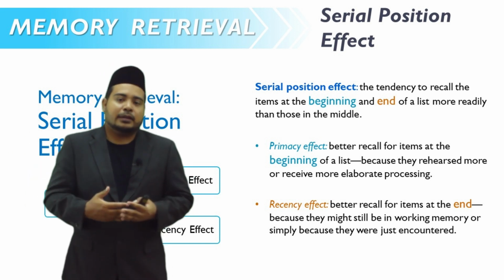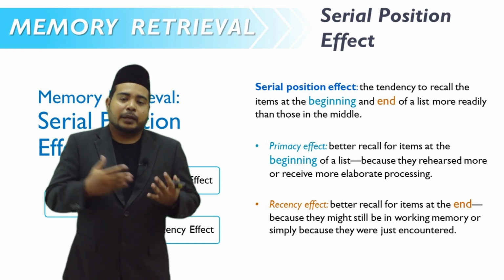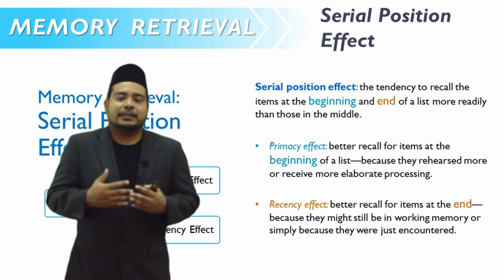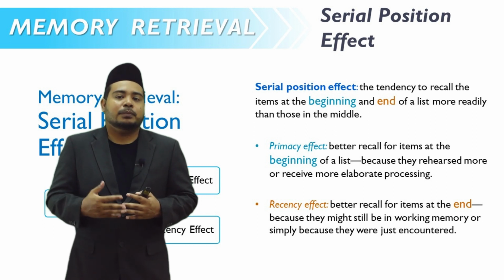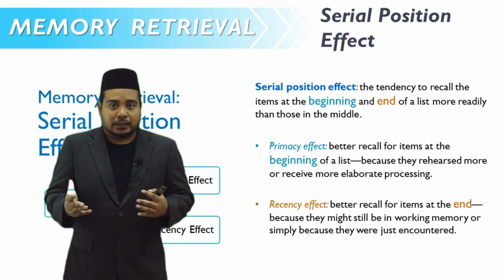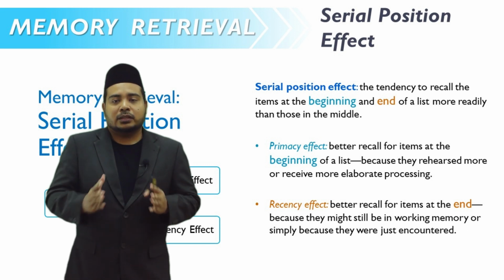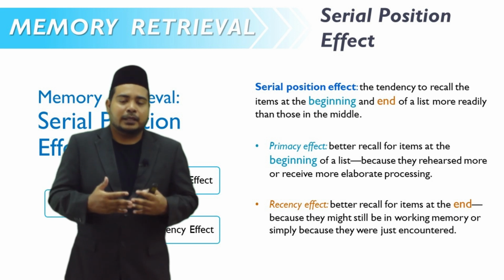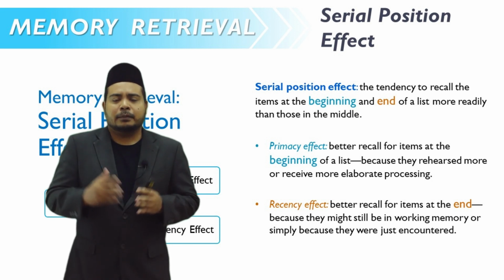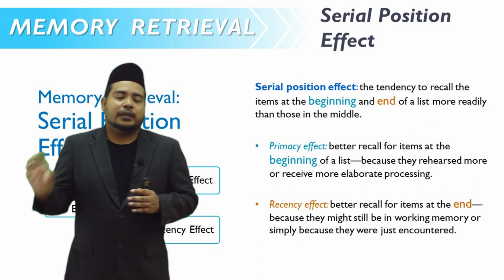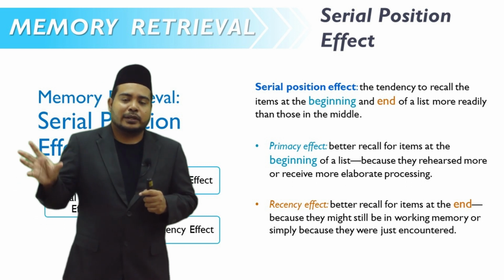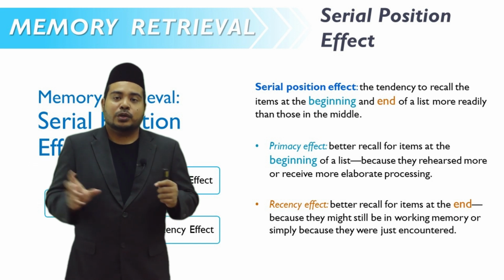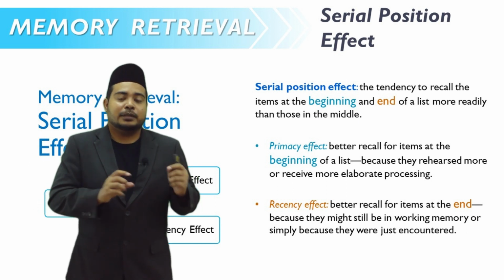Okay, the second scenario, recency effects. Better recall for items at the end because they might still be in our working memory, or simply because they were just encountered. Because of what? When we try to memorize Quranic verses, we rehearse more at the beginning, but at the same time, when we memorize the end of the ayah, this is still in our working memory, or it's basically easier for us to recall them because we already have the cues, which is the beginning of the ayah.